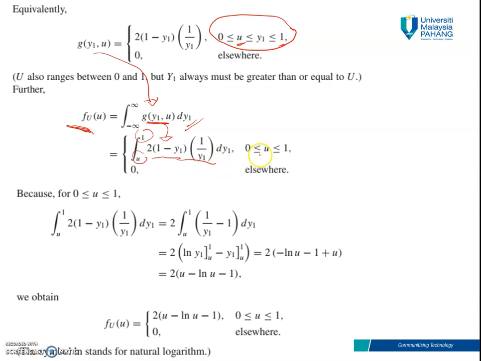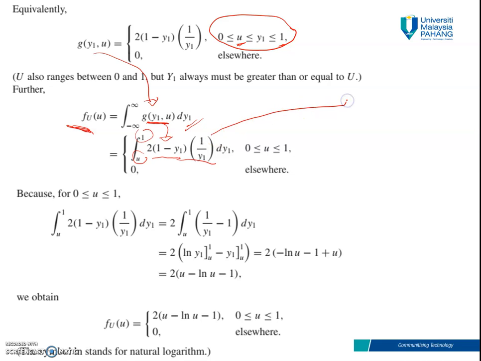So u is between 0 and 1. For this one, in terms of y1, you differentiate first... no, you don't differentiate, you integrate, sorry. So you can bring out the 2 here, and then you integrate this. You can simplify this first.